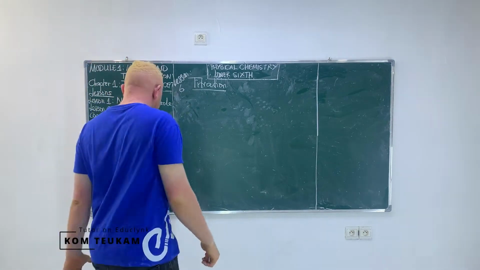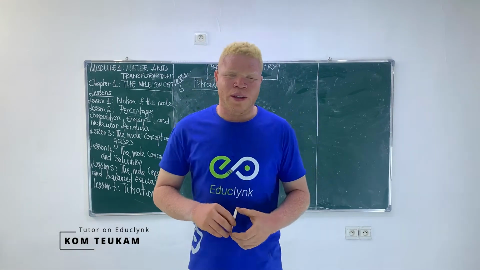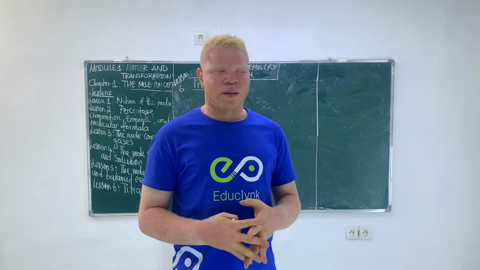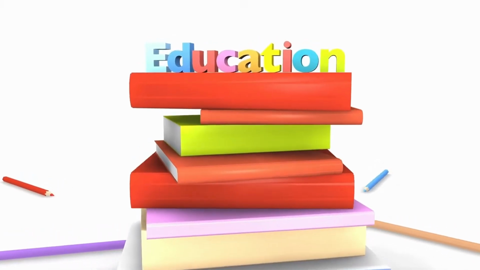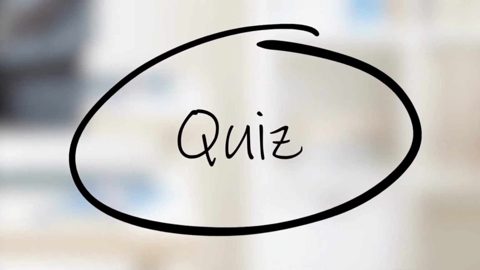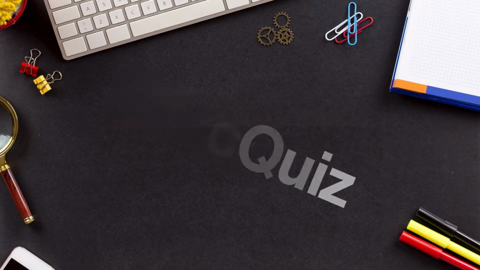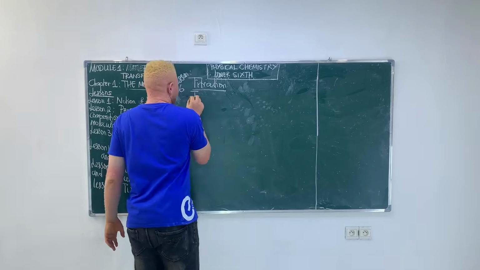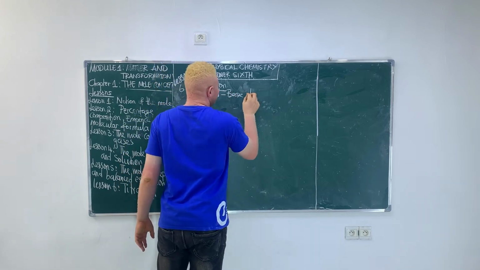Okay, hello. Now the last lesson of this chapter, which is titration. In this case, at this level, we're going to see two main types of titration: acid-base titration and redox titration. Acid-base titration.